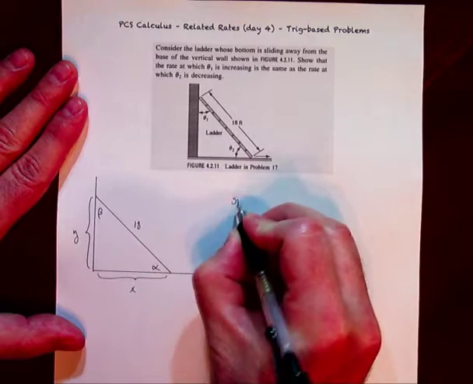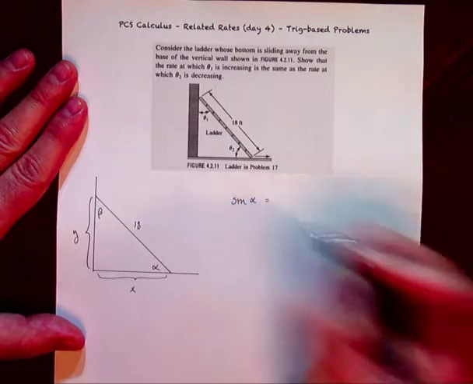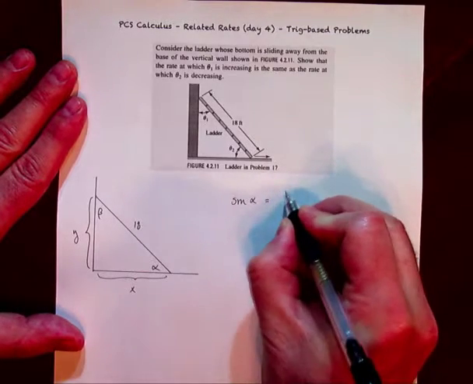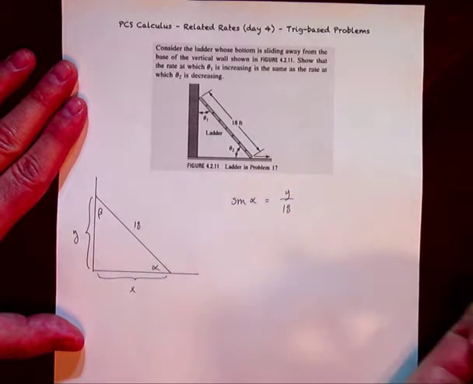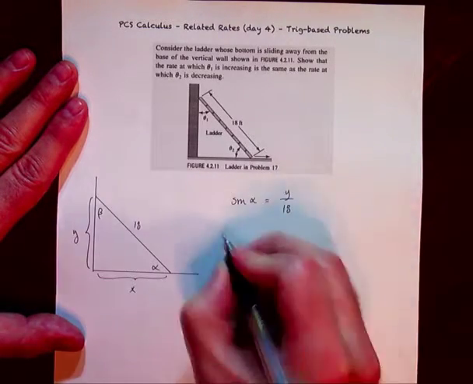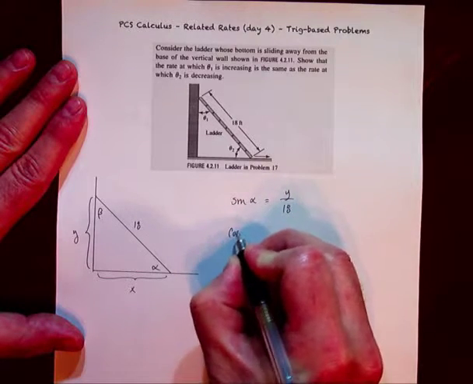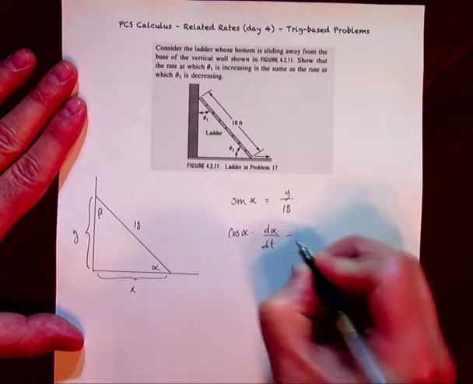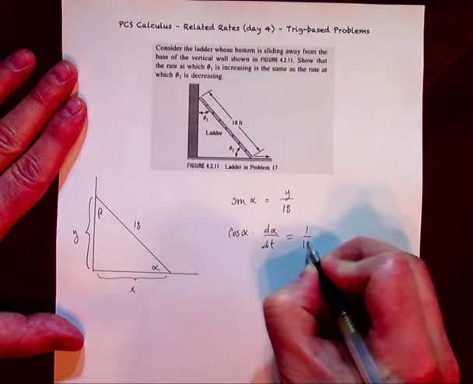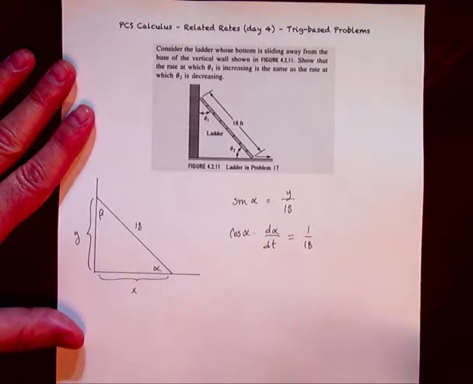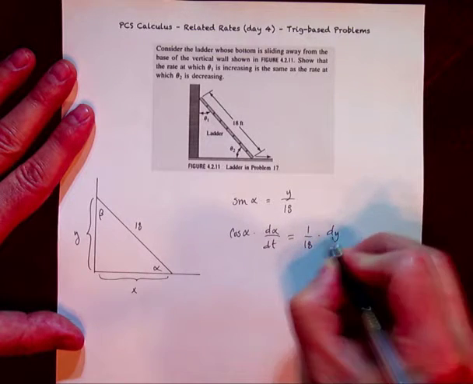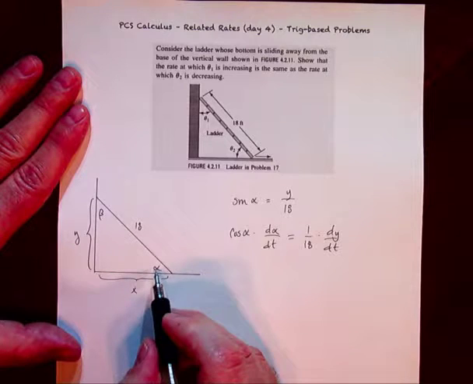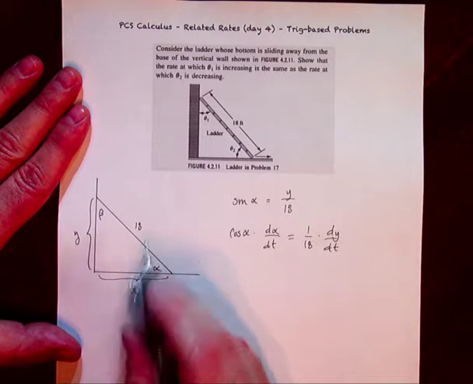So let's say I have sine alpha is equal to y over 18, right? Because that's its opposite, y over 18. Okay, well, let's go ahead and differentiate this. We have cosine of alpha, d alpha dt, is equal to 1/18, right, because 1/18 was just the coefficient of y, times dy dt. Okay, well, cosine of alpha actually has a particular form, right?